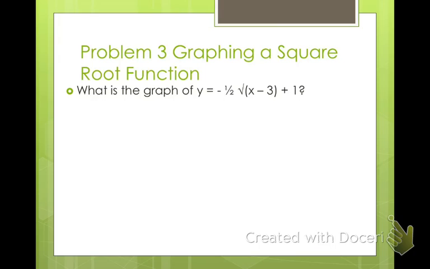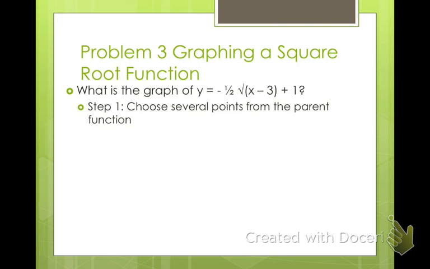All right, now we're going to have composite functions. Well, not composite functions, but a little more to it. So y equals negative 1/2 square root of x minus 3 plus 1. Okay, in this, you have to kind of do it in steps. So what you're going to do first is choose points from your parent function. My x values are 0, 1, 4, and 9. So we're going to choose those points.